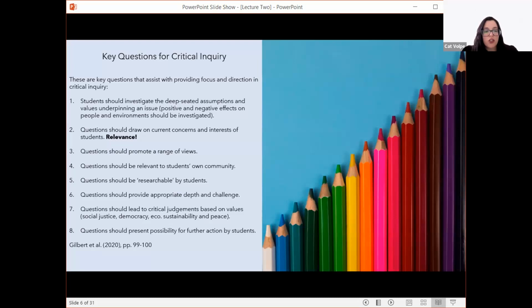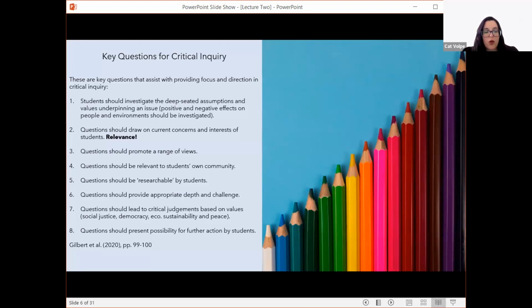Questions should draw on current concerns and interests of students. So we're thinking about relevance, a word that I use a lot. Not always easy in history because current concerns and interests of students isn't usually related to things that happened in the past. So we do have a little bit of a challenge here to try to make things relevant in the history curriculum. So we will think about that next week as well as we dig into that history syllabus.